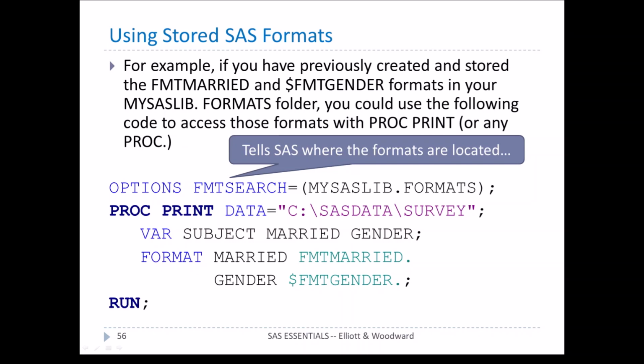And now I do a proc print, and notice here I can now use those formats called FMT married and FMT gender. Let's say I exited SAS and came back into it, but I still have that formats directory out there. I don't have to recreate them using PROC format. Once I've created them, stored in my library, now I can just use them forever.